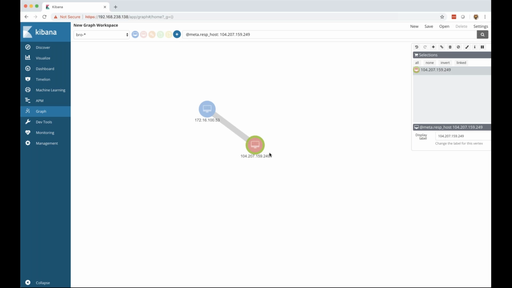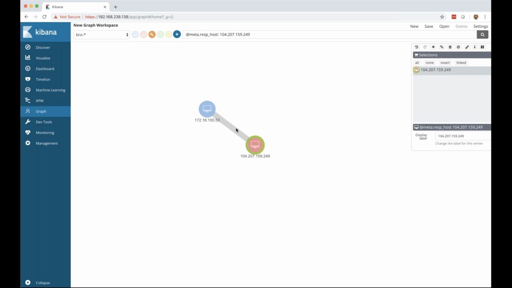And the reason I know that no one else was is Graph does not take into consideration time, unlike everything else in Kibana. Everything else is time-based. This just looked across all of my data in the Bro index and said, is anybody related? And only he was. Well, that's good.